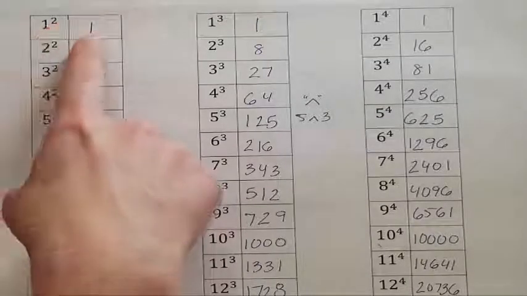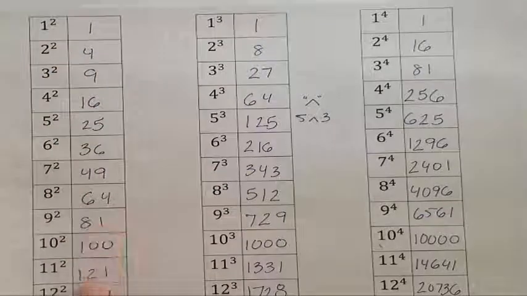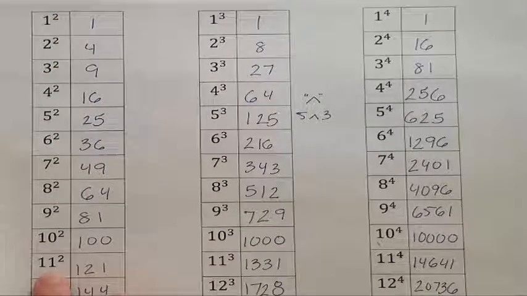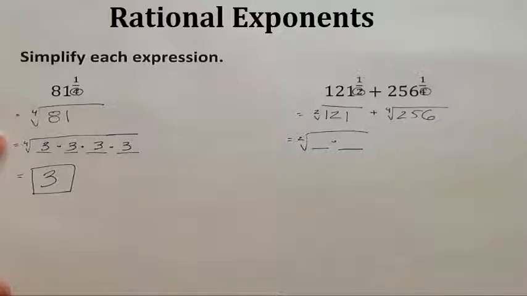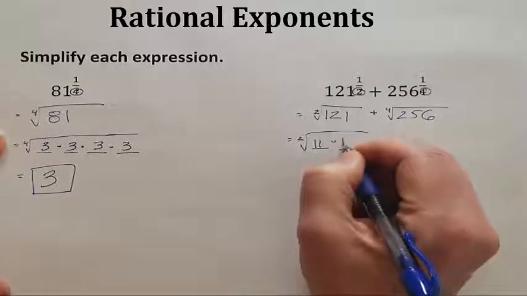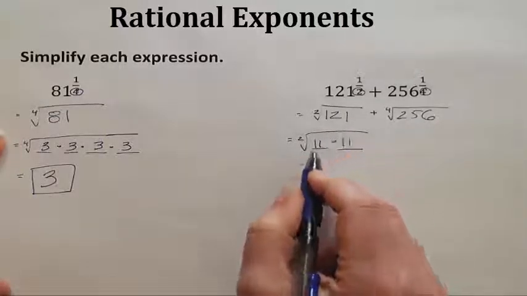Let's go ahead and look at our lists. I need a 2nd root, so I'm looking for 121. Found it right down here. So 11 was 2 times. So back over here, I know that if I multiply 11 2 times, I get the 121 like I needed.